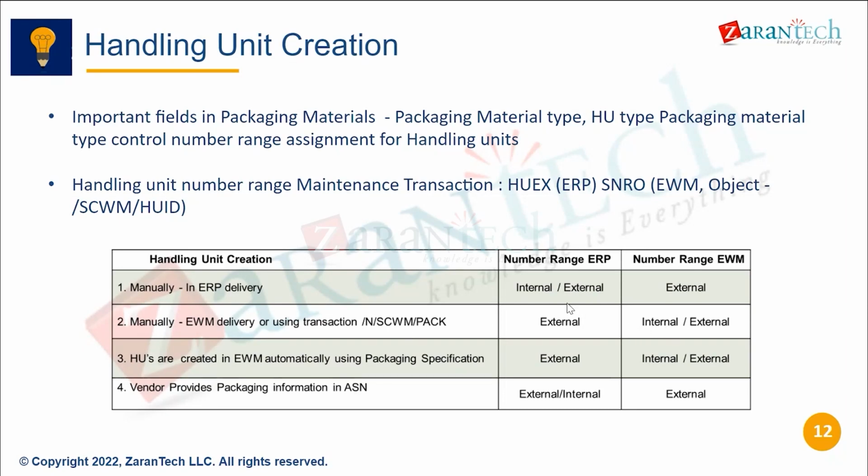So using the internal number range, you will also create the handling unit number, attach the label of that handling unit number onto the boxes, and put them into your final bin. You can see here HUs can be created in WM automatically, and to create all these handling unit numbers you need to have the packaging material, and for those packaging materials you will maintain the packaging specifications in EWM. Based on each, it will define how much quantity can be put into that particular box, carton or pallet.